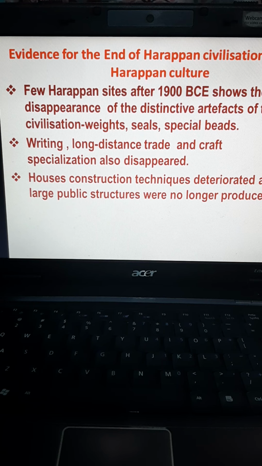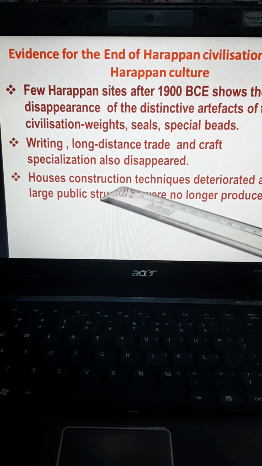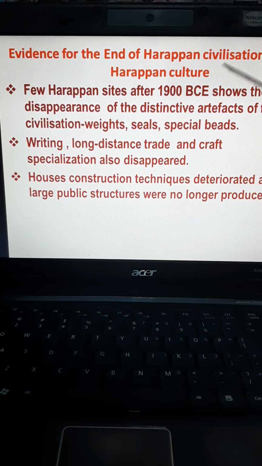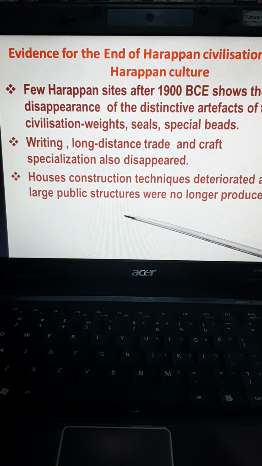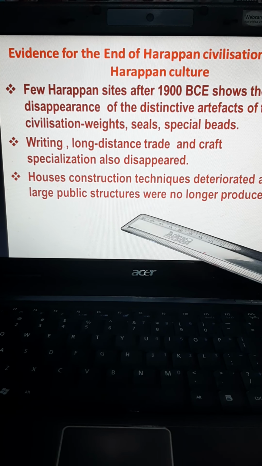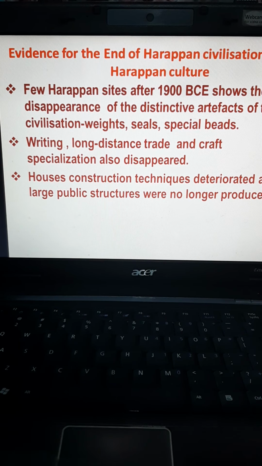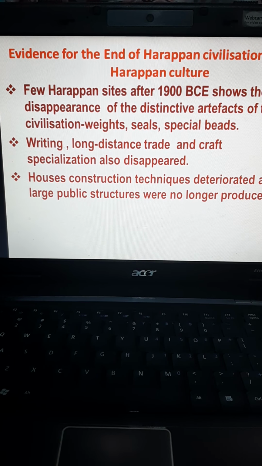House construction techniques deteriorated, and large public structures were no longer produced. That means they were not constructing houses anymore, and large public structures were no longer being produced. Public structure means planned settlement was no longer being made. Whatever had been made was slowly destroyed.